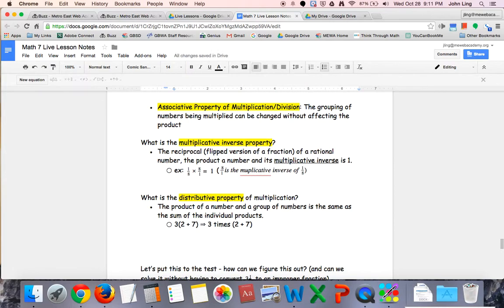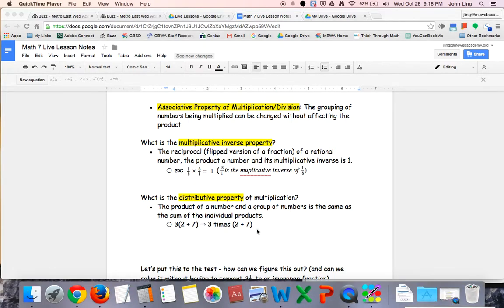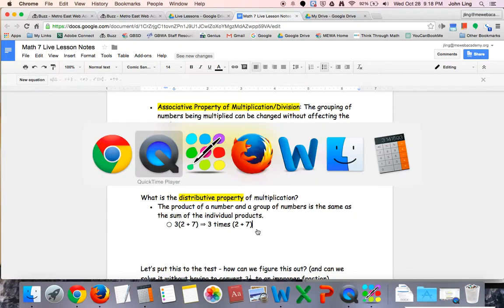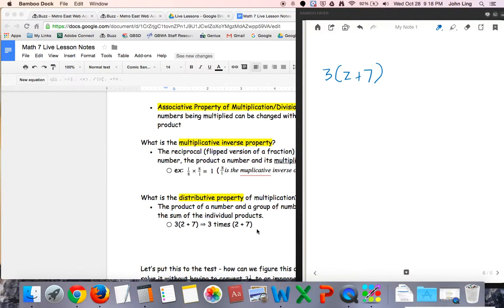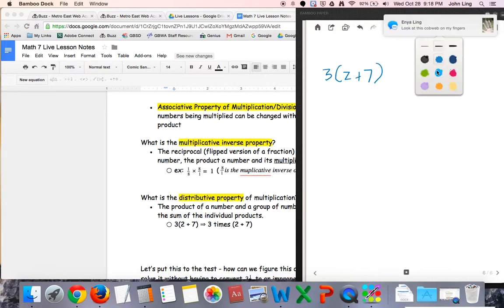Okay? All right. So what the distributive property is saying is that I can distribute this 3 into this 2 and this 7 and get the same thing. So for example, if I take the 3 times 2 plus 7, the distributive property is saying that I can distribute this 3 into this 2, and I can distribute this 3 to this 7. And this is multiplication, right?